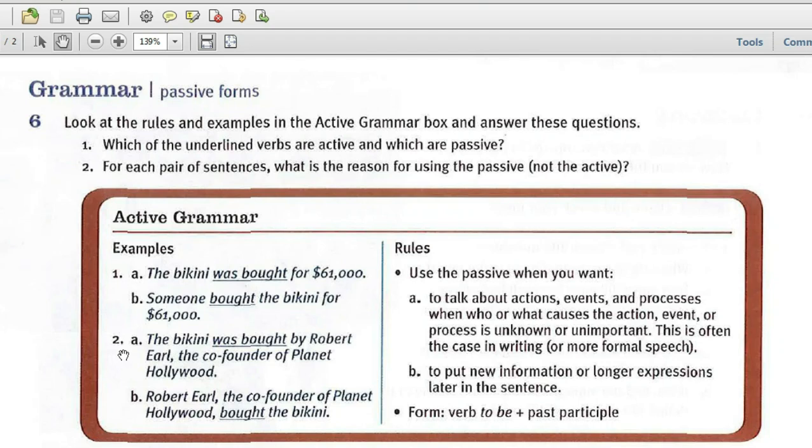Let's take a look at number 2A. The bikini was bought by Robert Earl, the co-founder of Planet Hollywood. And then B. Robert Earl, the co-founder of Planet Hollywood, did something. What did he do? He bought the bikini. This is active. All right, you can read these rules and then you can move on to the discussion of active and passive as follows.